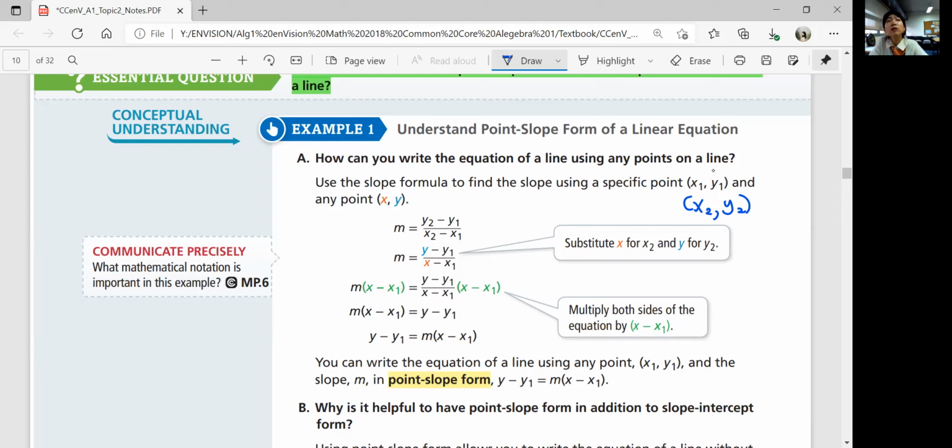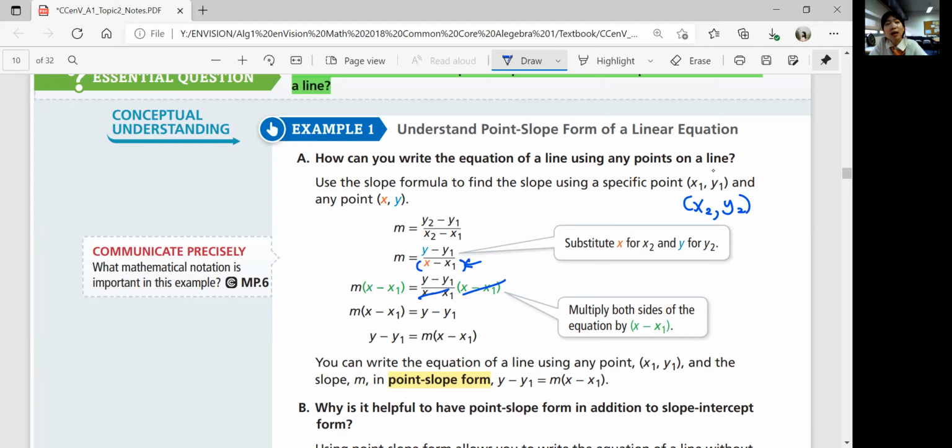We're going to define x comma y as any point on the line. So we're going to substitute y sub 2 and x sub 2 as x's and y's. Then we multiply the denominator, which is x minus x sub 1, on both sides of the equation, and we get rid of the denominator here. And so you have y minus y sub 1 is equal to m times x minus x sub 1.